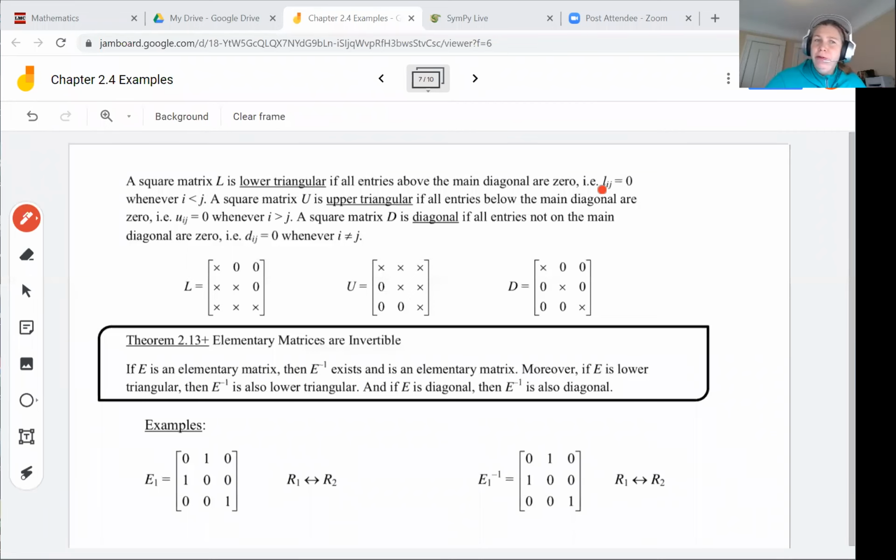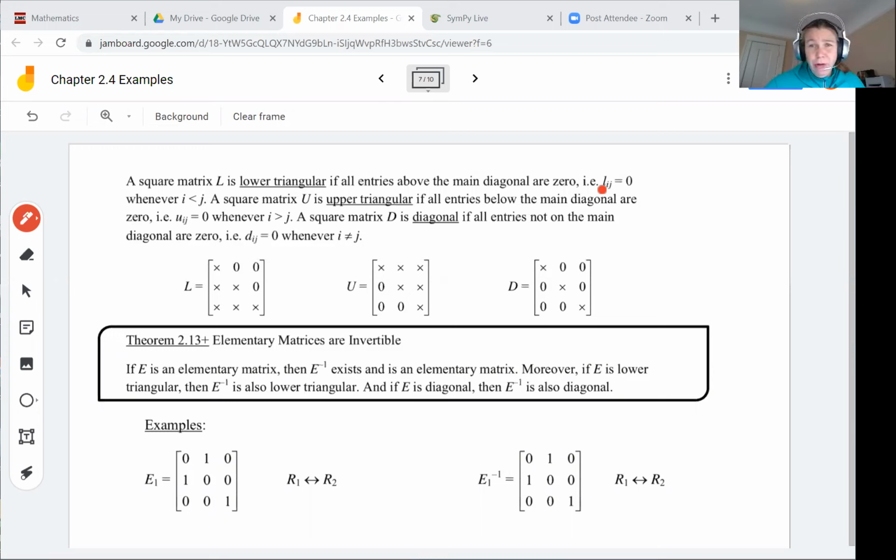In this video, we continue with the chapter 2.4 examples. We take a look at the definitions of lower triangular and upper triangular matrices and some theorems associated with elementary matrices and invertibility. We say a square matrix that we call L is lower triangular if all entries above the main diagonal are 0.